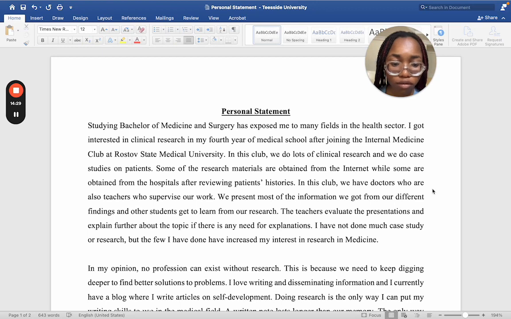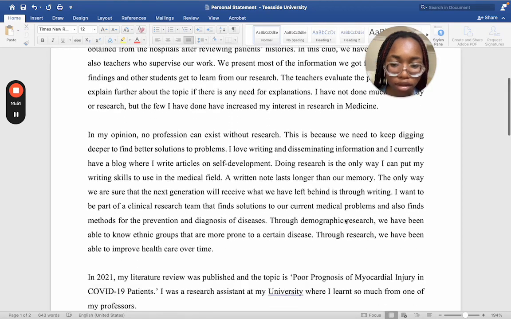We present most of the information we got from our different findings, and other students get to learn from our research. The teachers evaluate the presentation and explain further about the topic if there is any need for explanations. I have not done much case study or research, but a few I've done have increased my interest in research in medicine. In my opinion, no profession can exist without research. This is because we need to keep digging deeper to find better solutions to problems.